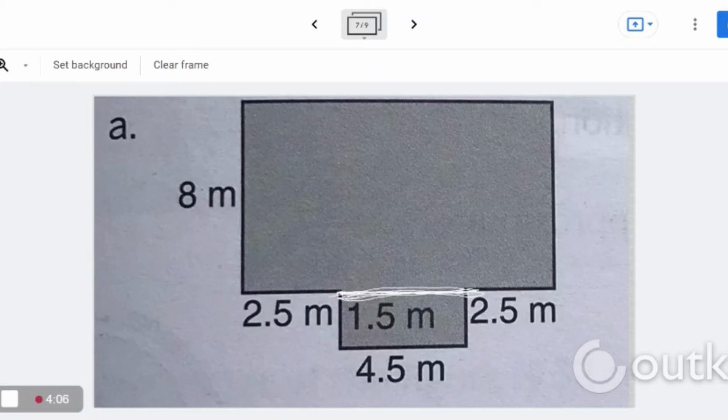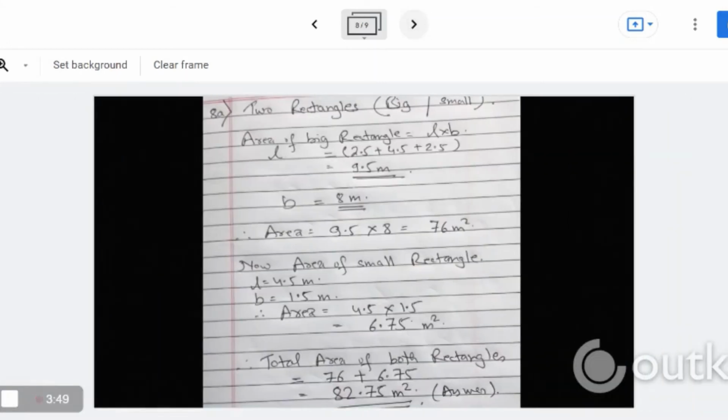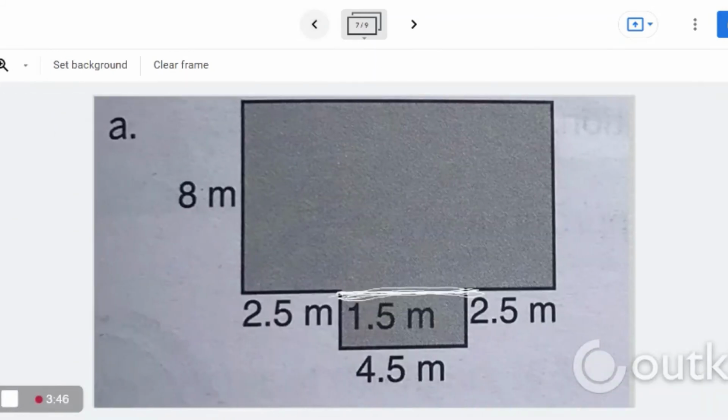Now in that case, what will happen? Now you can have a look. This diagram is cut into two parts, the upper part and the lower part. See, this is one rectangle and this small one is another rectangle. So in order to find the area of this entire shaded figure of the bigger rectangle and the smaller rectangle, I have divided it with this white line into two parts. The upper part is a bigger rectangle, the lower part is a smaller rectangle.